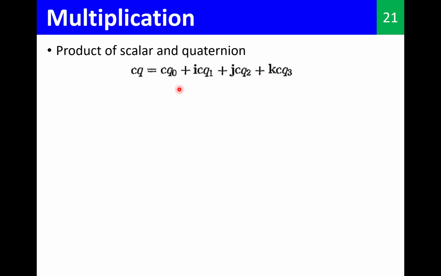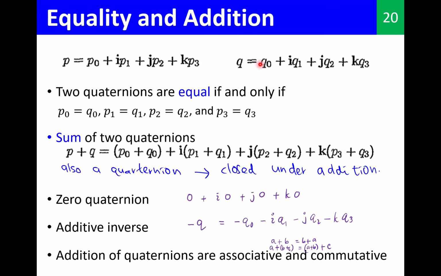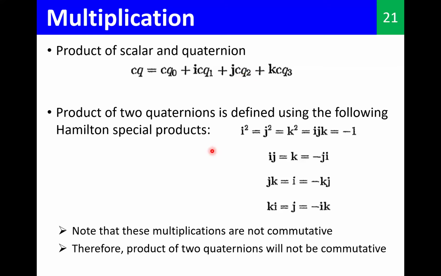When we do that, here we have a simple quaternion like this. Now I want to multiply P and Q. In order to do that, we need these Hamilton special products. Let me write it here quickly. P as P naught, P1, P2, P3, and Q as Q naught, Q1, Q2, and Q3.